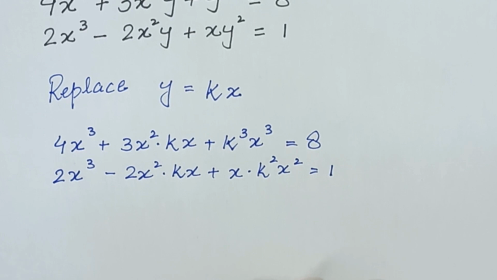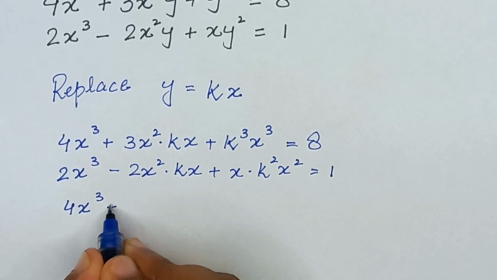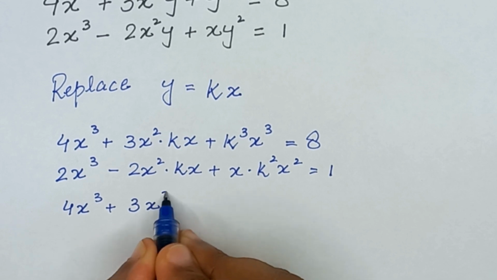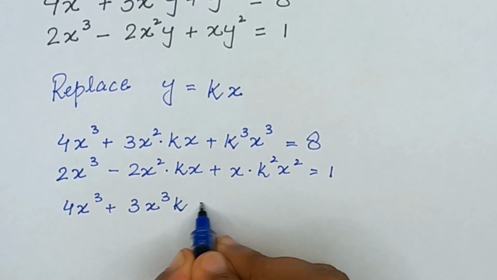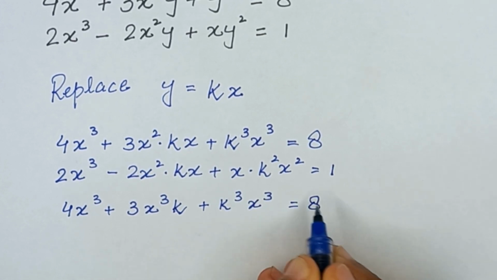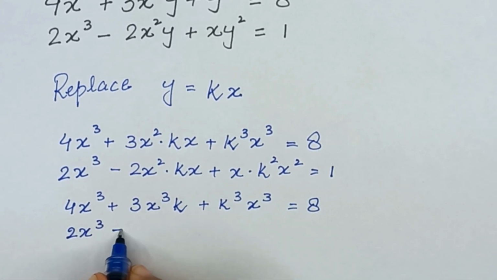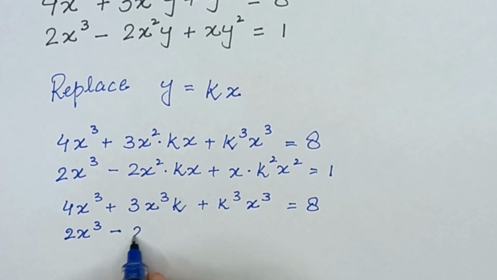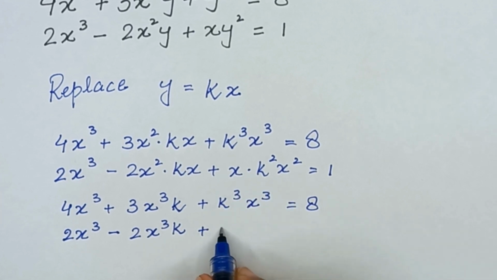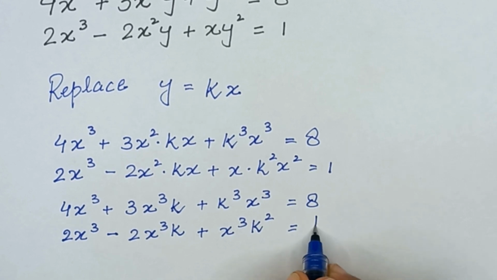Okay, when we simplify these equations, it will become 4x cubed plus 3x cubed k plus k cubed x cubed, and it is equal to 8. And the second equation will become 2x cubed minus 2x cubed k plus x cubed k squared, or k squared x cubed, is equal to 1.